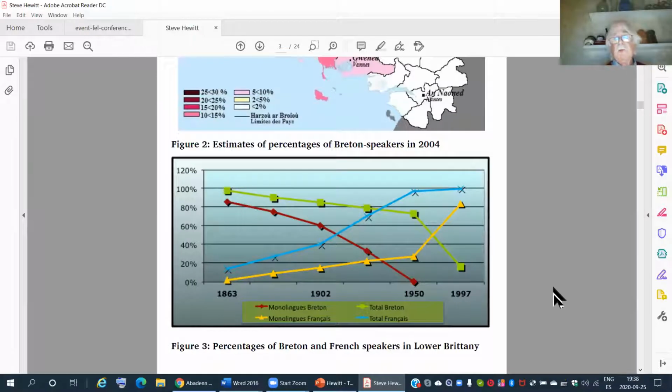Okay, very important. The percentages of Breton and French speakers. So here we see that this line is Breton speakers, and it starts falling drastically after 1950, and concurrently the number of French-only speakers starts rising. And they crossed at some point in the 1960s, and of course this only goes to 1997, but today it's got that much worse.